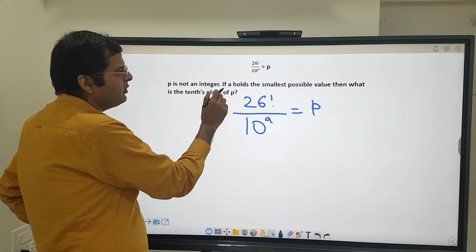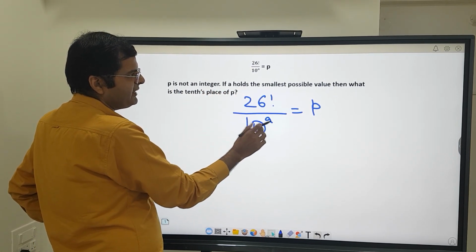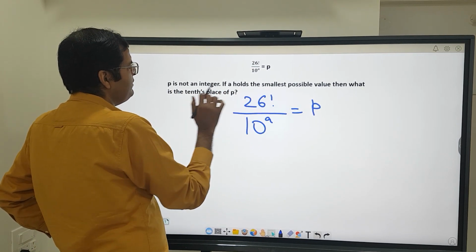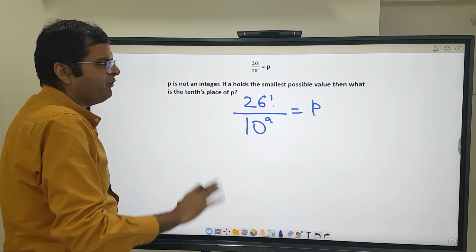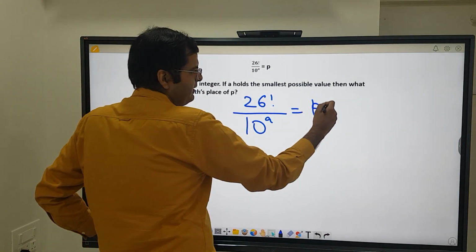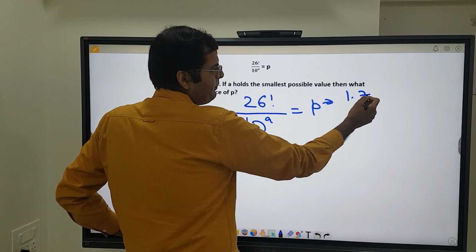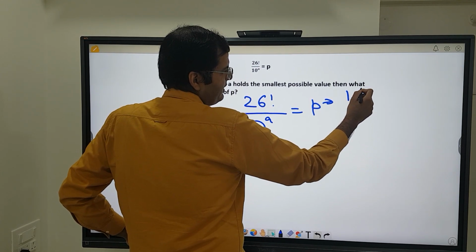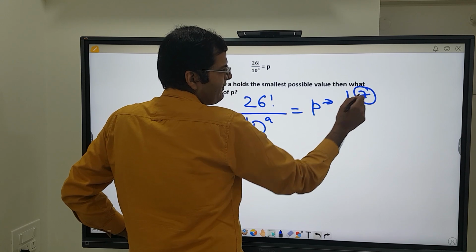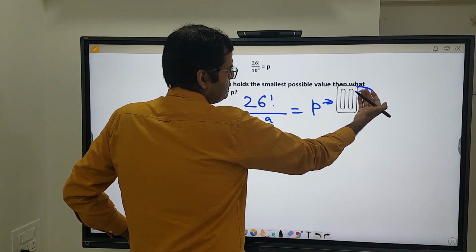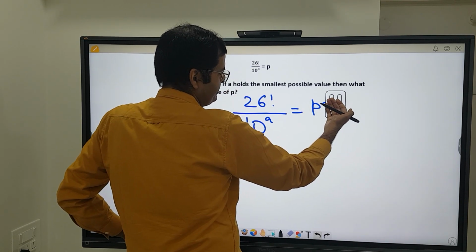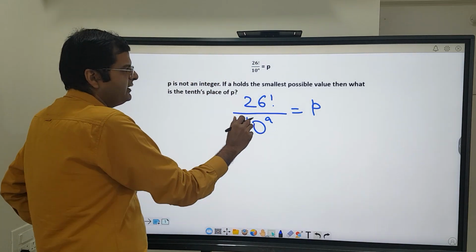If a has the smallest possible value, then what is the 10th place of p? So p is a decimal, p can be, let's say, 1.7, something like that. In 1.7, the 10th place is this 7. So now the question is asking, what is the 10th place of p if a holds the smallest possible value?